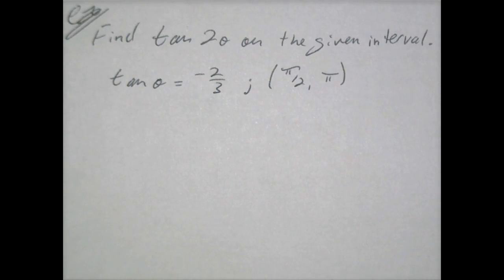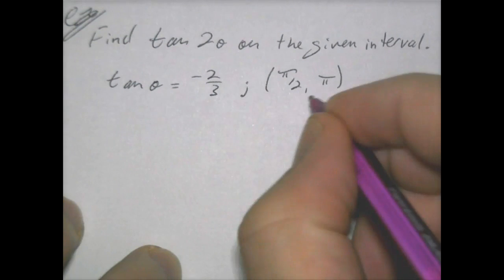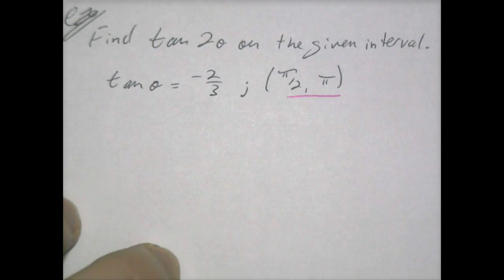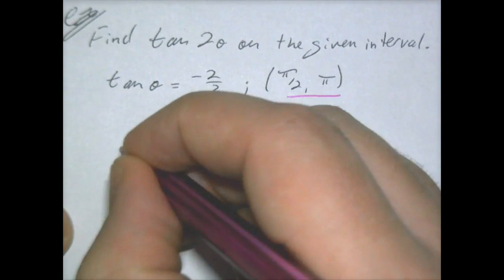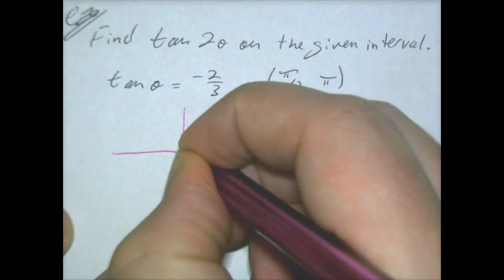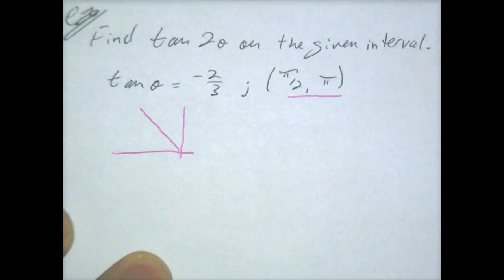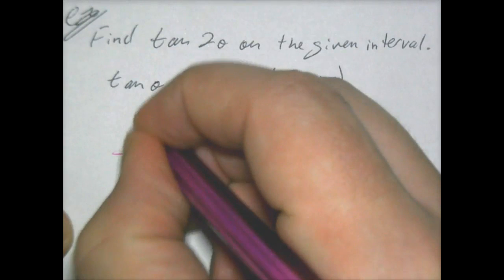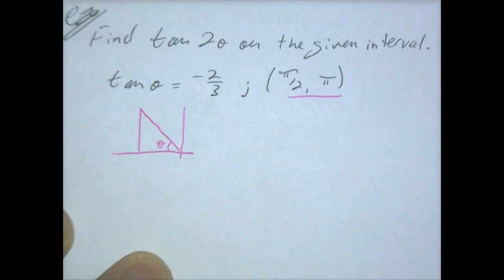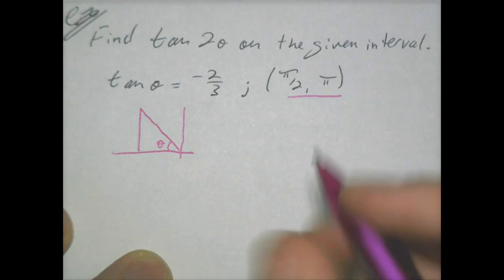The only difference here is we're going to be finding tangent of theta, but we are given an interval. So if I go between pi over 2 and pi, that would be in my second quadrant. There's my angle. I have my reference angle. I can draw a triangle.